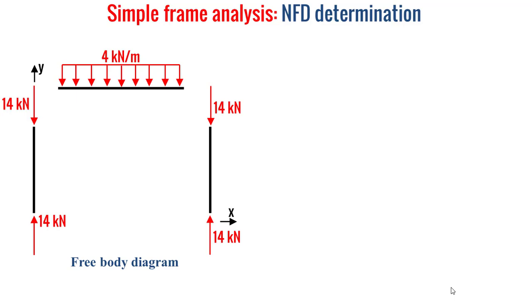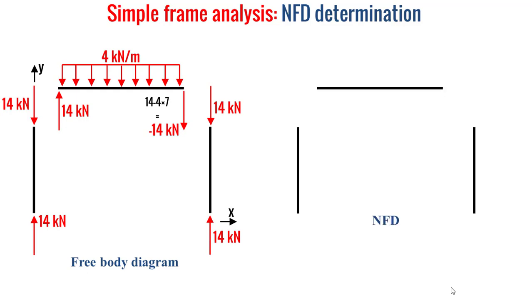The 14 kilonewton applied at the top of the left-hand column as normal force will be transferred to the left-hand edge of the beam as shear force. And at the right-hand edge of the beam, the force will be the 14 kilonewton applied at the left-hand edge of the beam minus the UDL 4 kilonewton per meter multiplied by the span 7 meter, which will give finally minus 14 kilonewton.